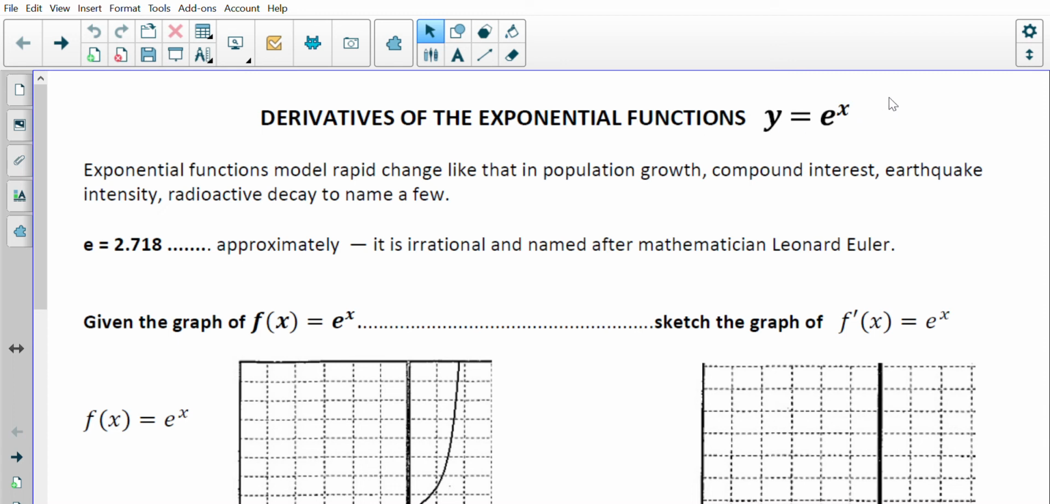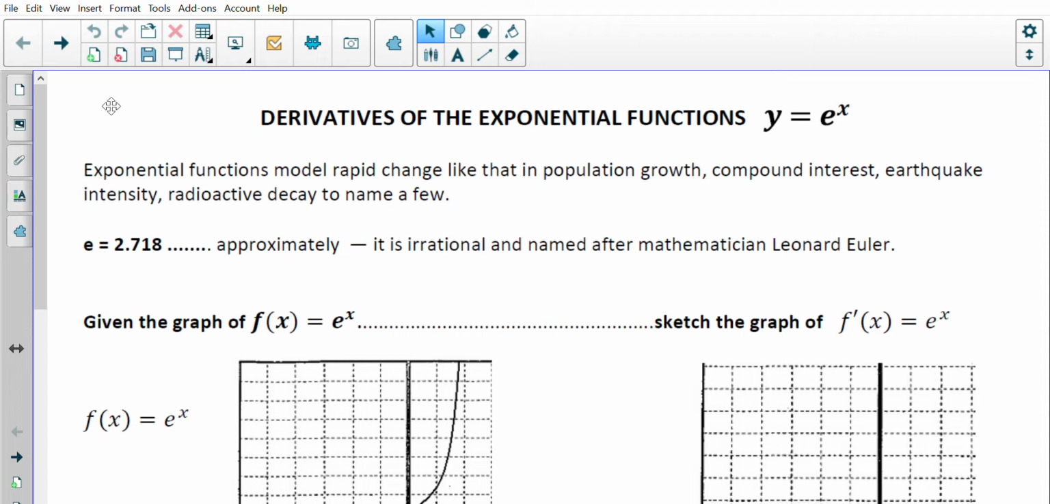All right, and so what we're looking at today is the derivatives. Well, this whole unit, in fact, is called the derivatives of special functions or unique functions. And the first one we're going to look at is the derivative of a specific exponential function, which is y equals e to the power of x.